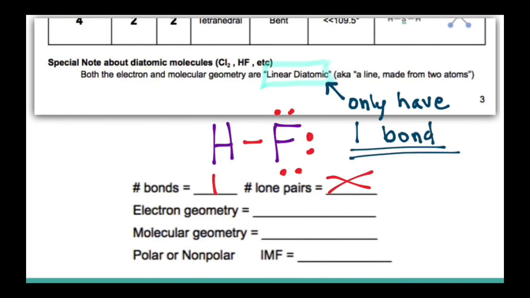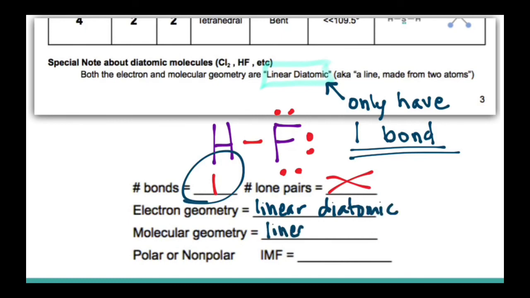So both our electron geometry and molecular geometry will be linear diatomic here, and any other time where we only have 1 bond in our molecule. As soon as you end up counting that one bond, it doesn't even really matter how many lone pairs there are because it might be around one atom or both. As soon as you see a single bond, the only bond you have in that molecule, then this is going to be linear diatomic for both of our geometries.